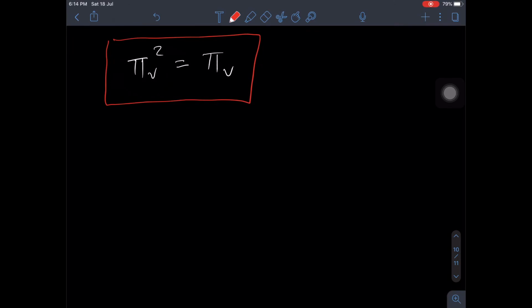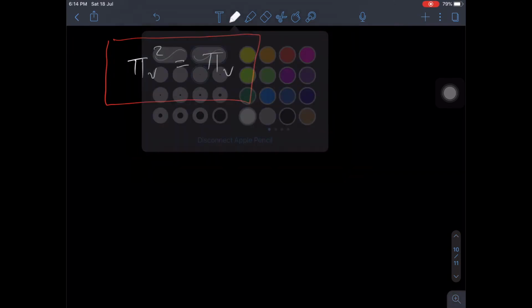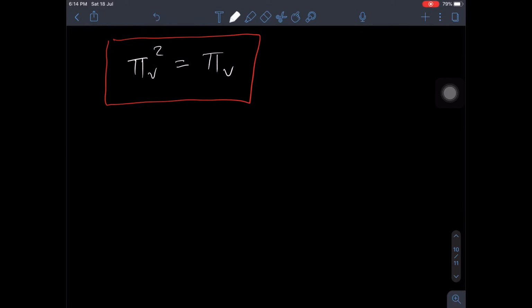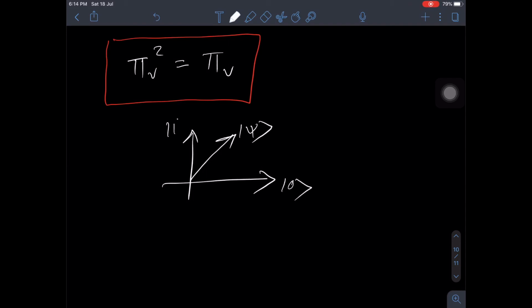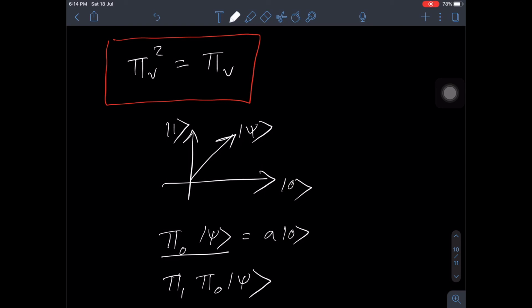All right, so now one more property. This is also very important. Let's look at the example again. Let's say this is psi. This is your 0, this is your 1. Now I say that I act with the projection operator in 0 direction on psi. Then what I get is just a0, right? But now if I act on this vector again with pi 1, that means I want the projection in the 1 direction. After taking it in the 0 direction, what do I get?